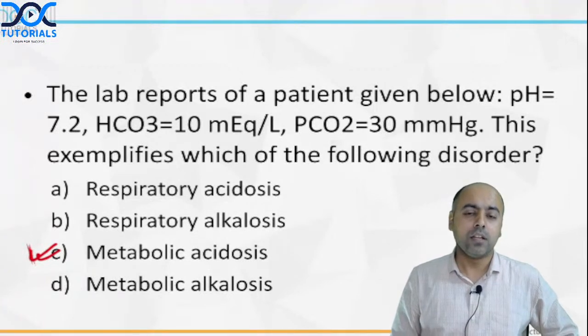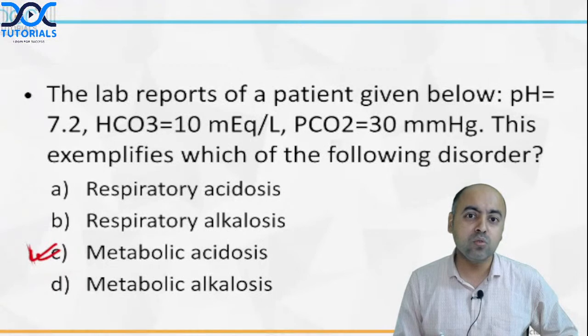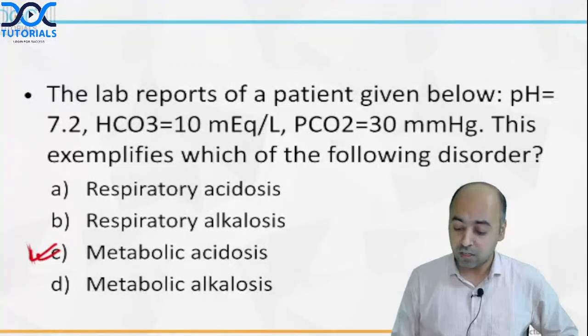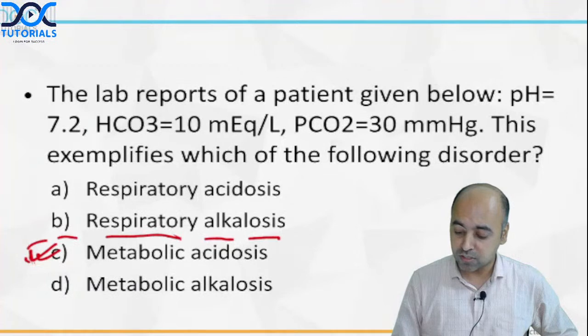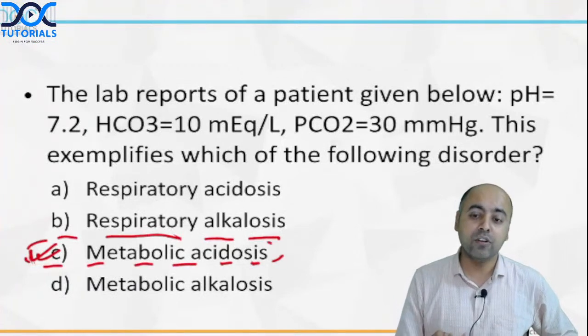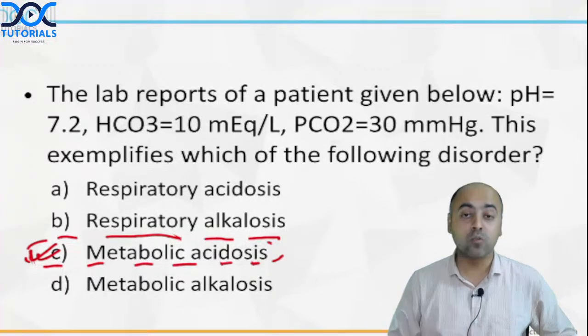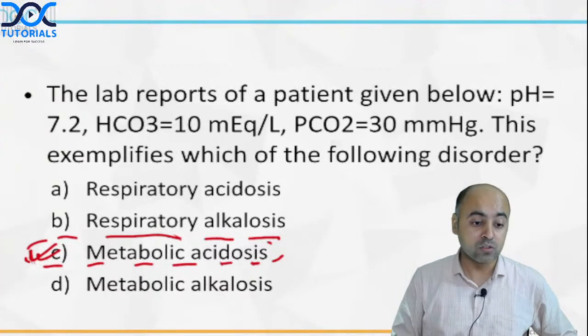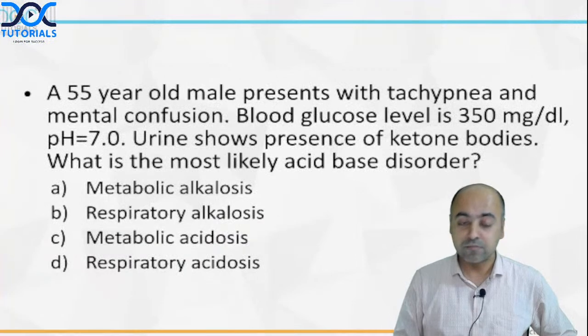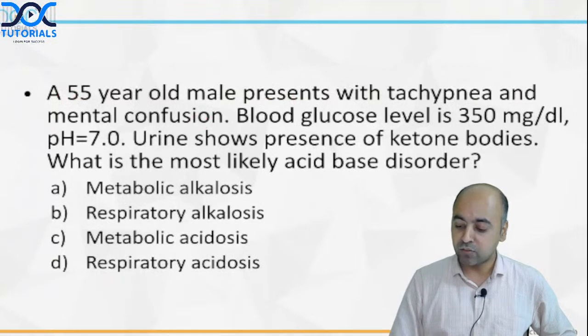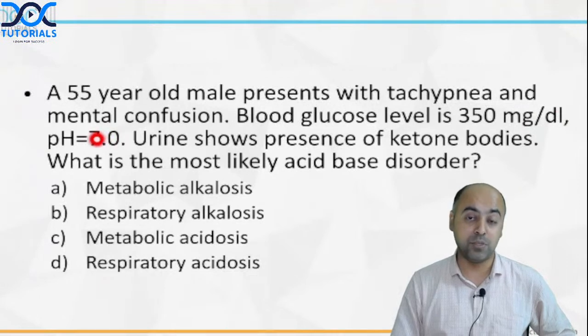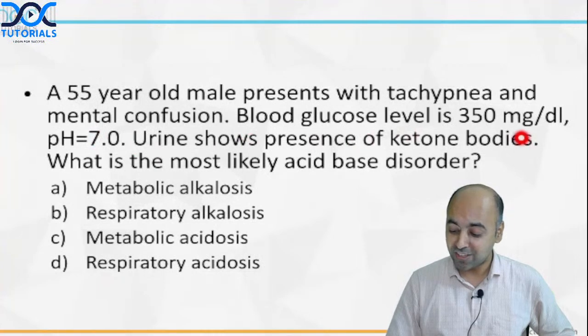Lastly, sometimes they can expect you to know some of the common causes for metabolic acidosis, because this is clinically very important. Very frequently in the clinical setup we are going to find metabolic acidosis. So another question, take a look. A 55-year-old male presents with tachypnea and mental confusion. Blood glucose level is 350 milligram per deciliter. pH is 7, which means we are dealing with acidosis. Urine shows presence of ketone bodies. What is the most likely acid-base disorder?